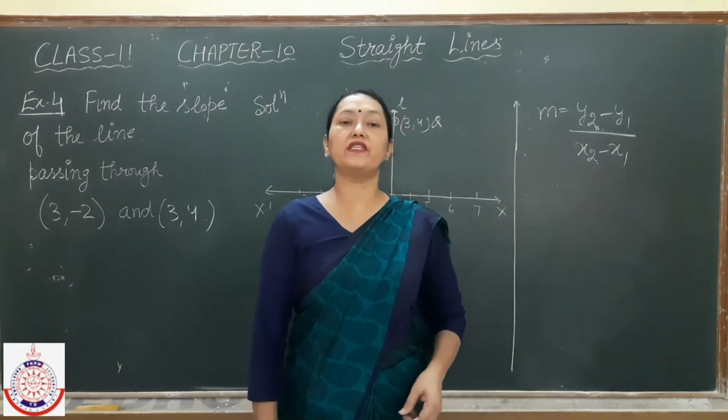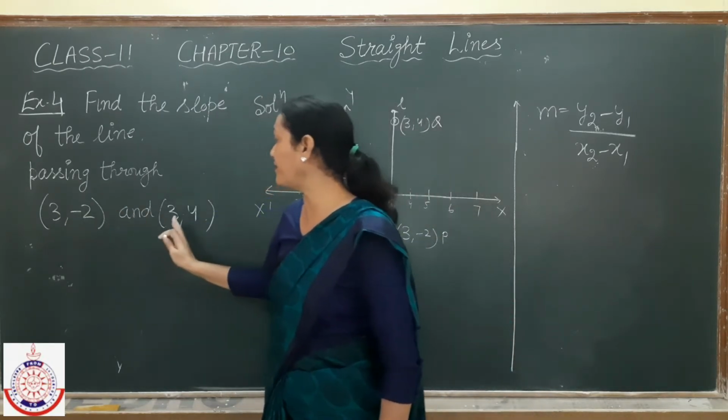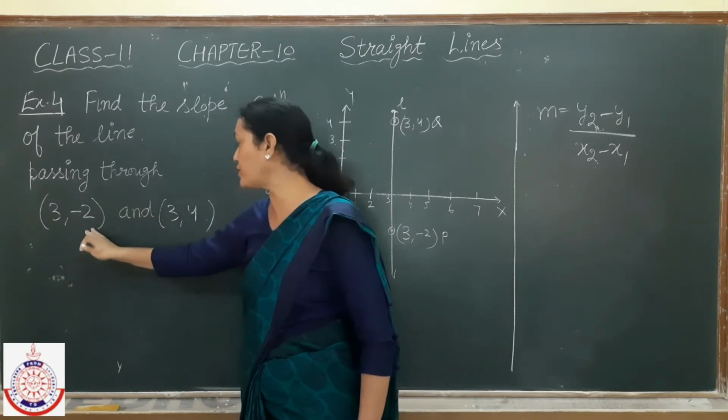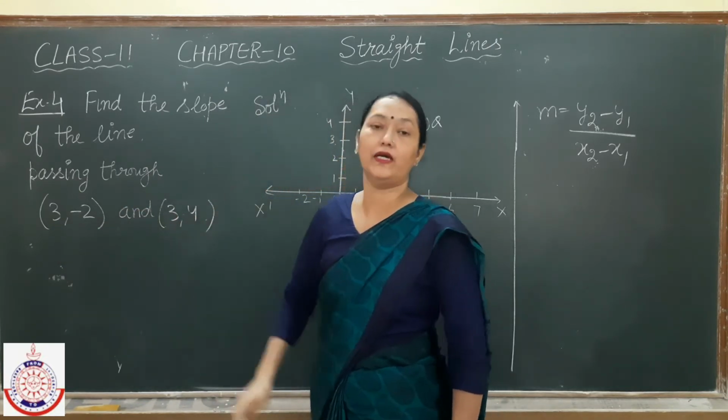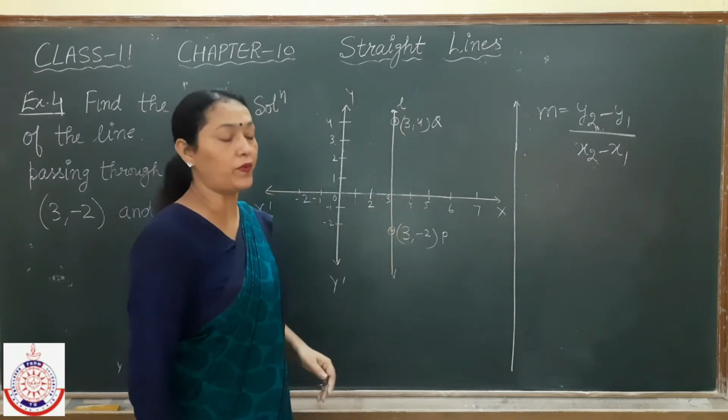In case we are given the points like this where x coordinates are same, we have to find the slope of a line passing through 3, minus 2 and 3, 4. Then this kind of line will come, and if you try to find the slope, what will you get?